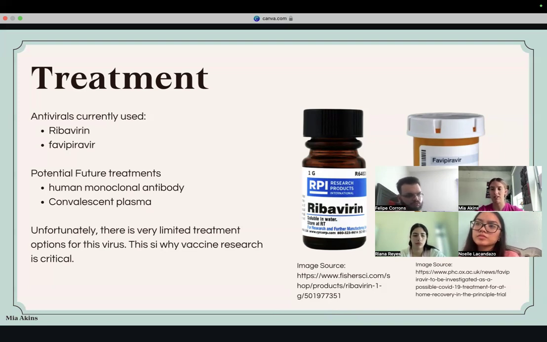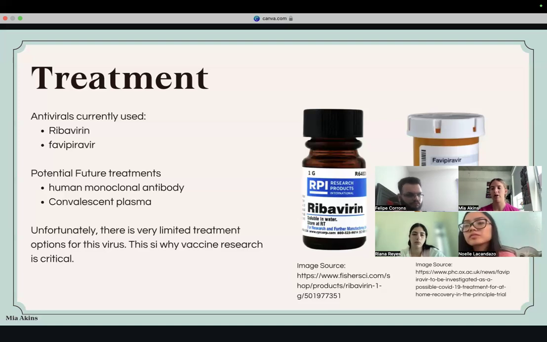Ribavirin and favipiravir have been used in combination for a handful of patients who have all survived their infections. However, there's not been extensive research to see what the effects might be of using these drugs in combination, whether it's better results or if it could potentially have dangerous other effects. Other future treatments that have been explored but have not yet been solidified as viable treatment options would be monoclonal antibody combinations, as well as convalescent plasma.